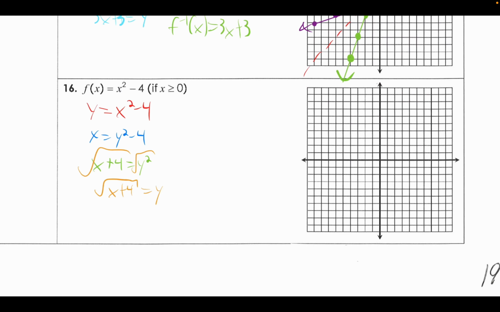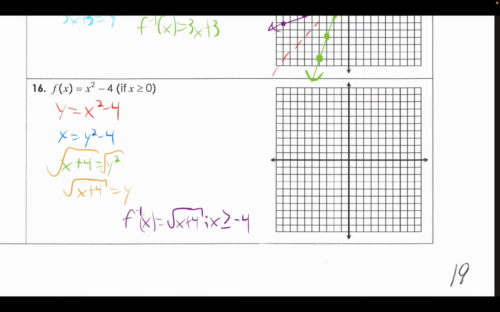And so that'll be f inverse of x is the square root of x plus 4, acknowledging that x must be greater than or equal to negative 4. So once again, keep that non-negative. And so graphing this one in the purple, we haven't graphed square root functions here, so I'll just go through a bit of a quick hit of it.